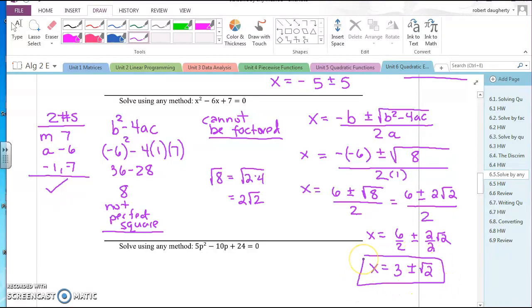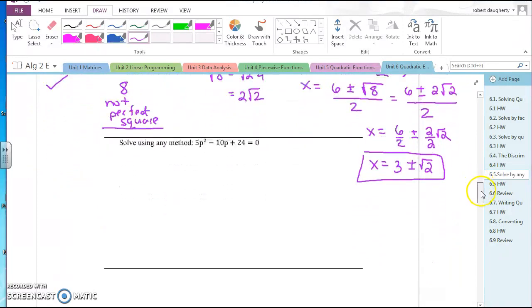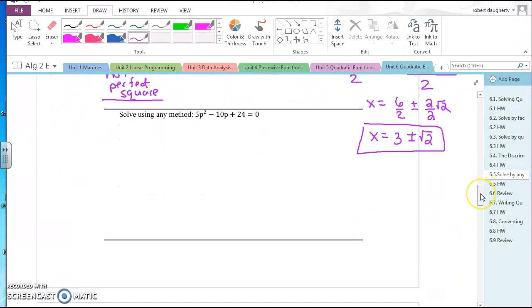Okay, so that is the way to solve this particular one. There's no other shortcut. The only method would be quadratic formula in this case. So let's look at the next one. My choice is, can I factor it? Or if I can't factor it, I'm going to have to use quadratic formula.